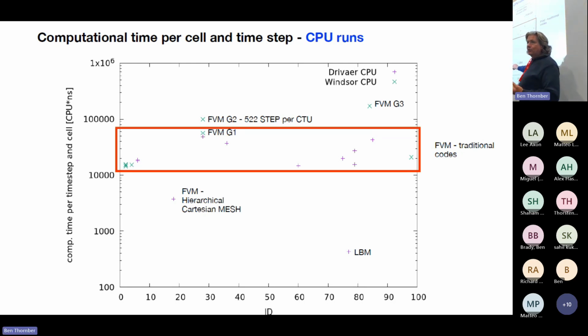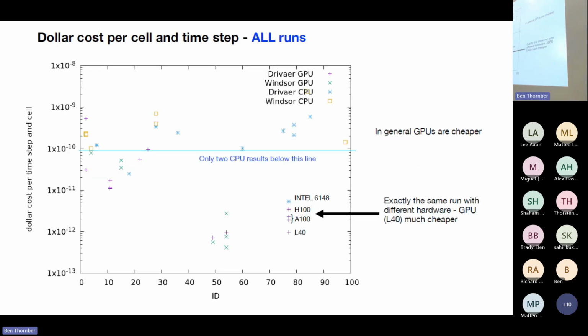We have the lattice Boltzmann code that is very fast per time step, but it has very small time steps. And we have there a Cartesian method that is also quite a bit faster than the rest of the codes because it's a finite volume method, and because it's Cartesian again. So this is where we see the CPU results.